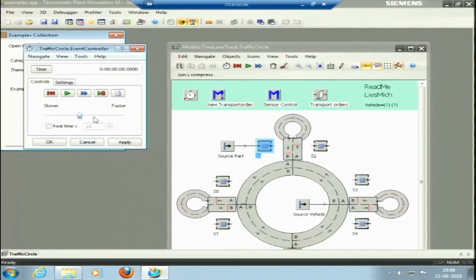Control panel, I will make it a little faster and then run. Okay, this trolley is running, it is continuously running through the tracks. This is actually about 20 times faster. So the processing is happening. Okay, it has run for 9 minutes.